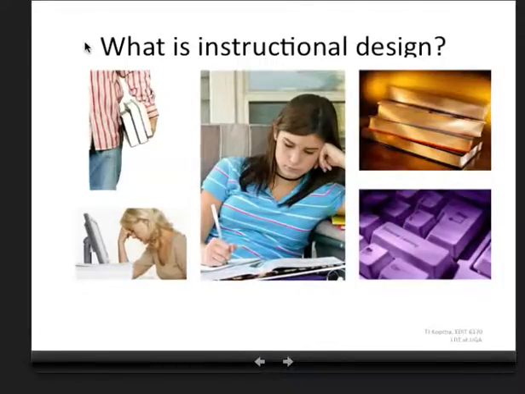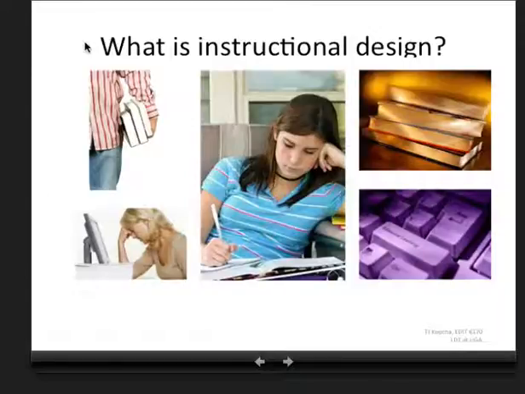What is instructional design? We talked about that last time. Let's revisit this for a moment. From our readings and our discussion, we learned that this is a learner-focused process that creates consistency and quality in our process of instructional design and the creation of instruction.